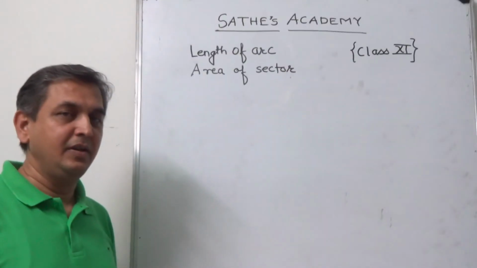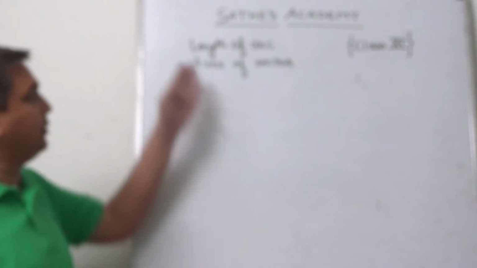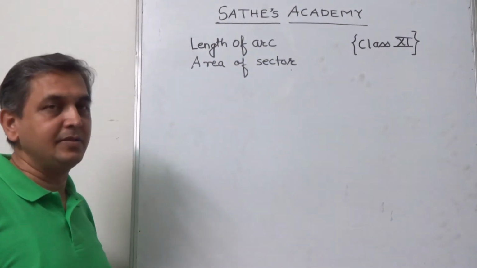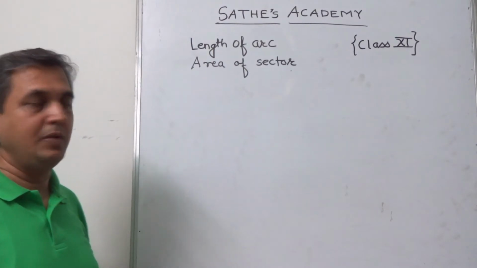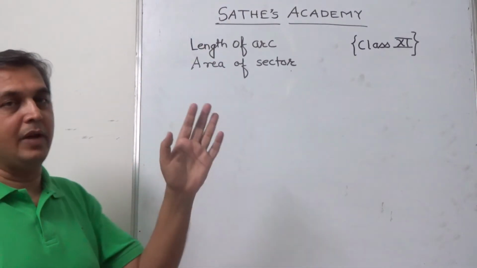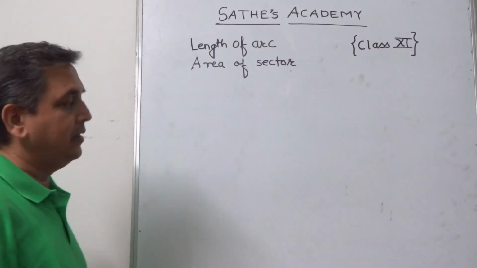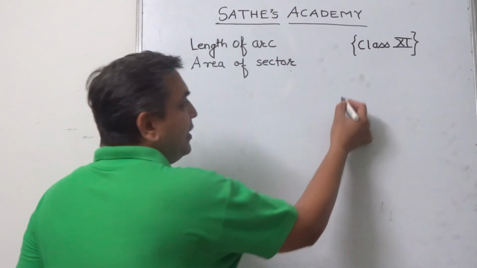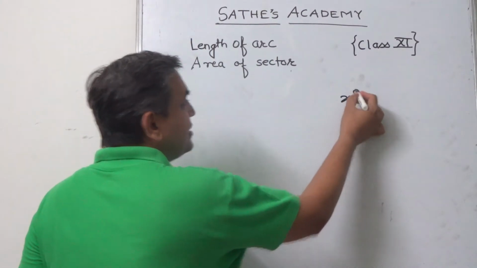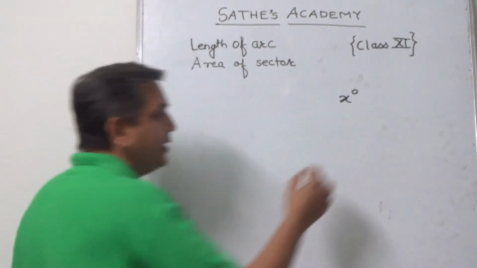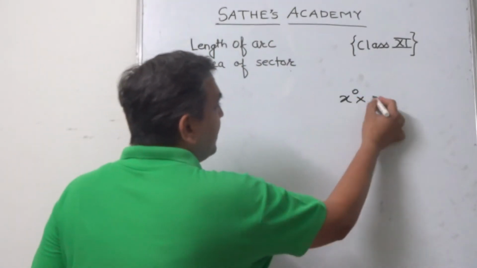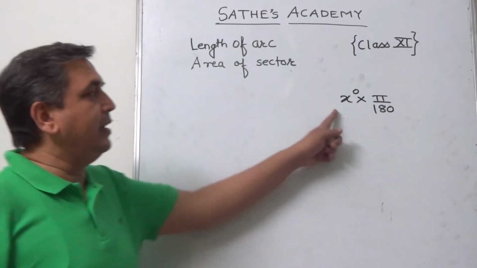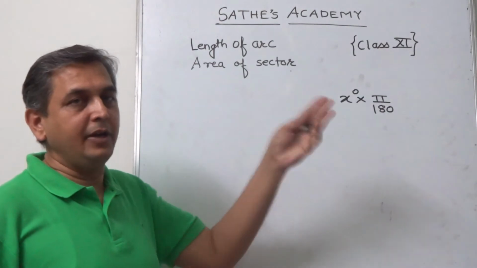Hello friends, in this video we are going to find out length of arc and area of sector in terms of radians. Up till now in high school we have seen this in terms of angles in degrees. Now we know the conversion from degrees to radians. If some angle is given x degrees and we have to convert it into radians, we have to multiply it by pi by 180. If we multiply an angle by pi by 180, it gets converted into radians.